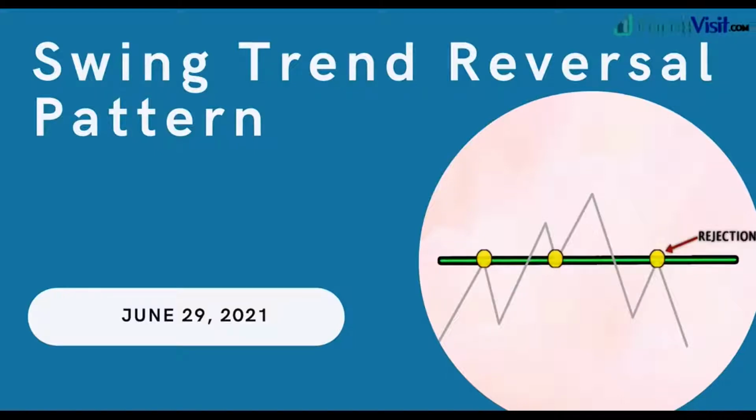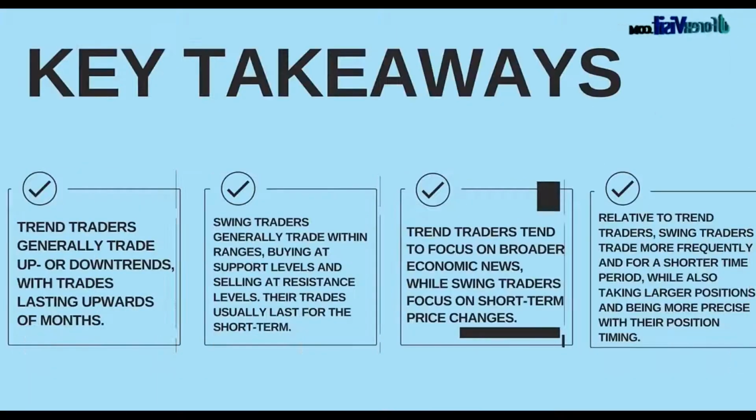To exploit the opportunities, the traders must act quickly to increase their chances of making a profit in the short term. Key takeaways. Trend traders generally trade up or down trends, with trades lasting upwards of months. Swing traders generally trade within ranges, buying at support levels and selling at resistance levels. Their trades usually last for the short term.